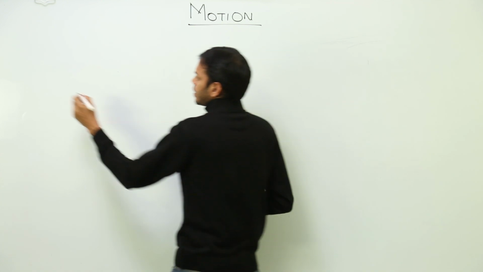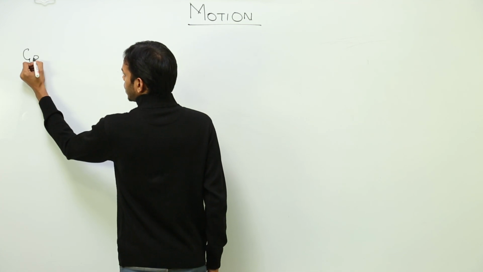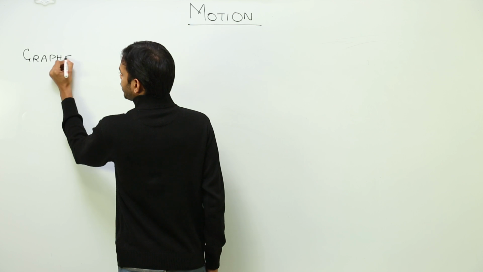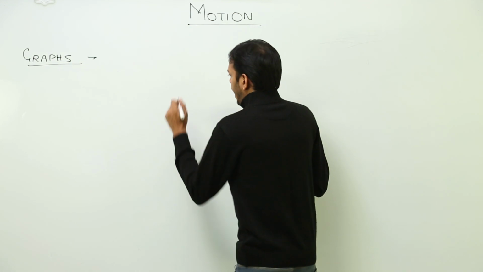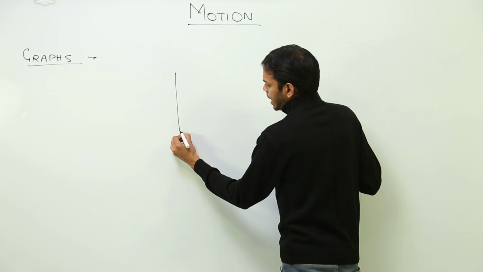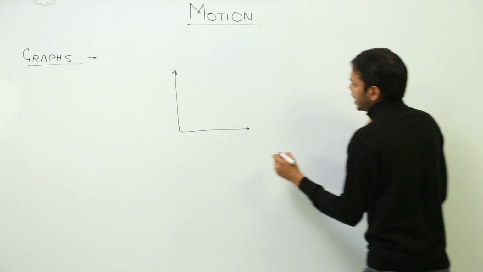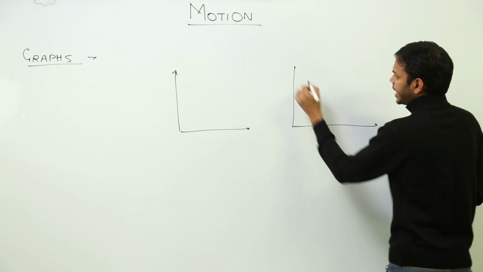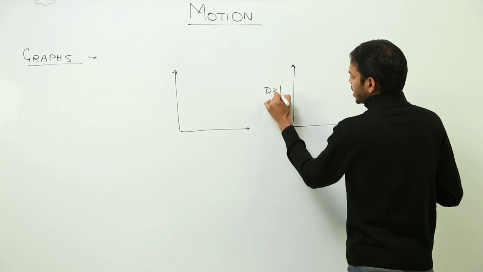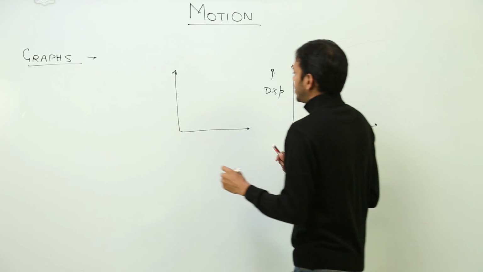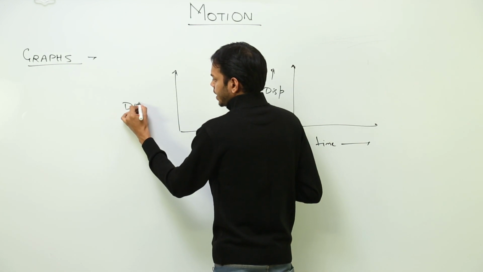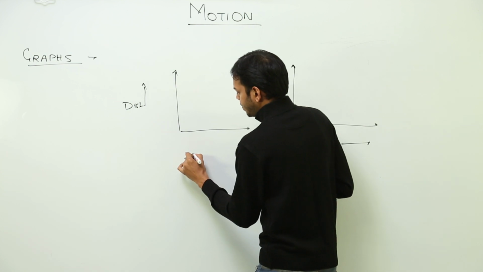Let's say we are right now doing graphs in which motion is expressed. I have to draw a distance time graph as well as a displacement time graph. Alright, so here displacement and time, and here I have distance and time.